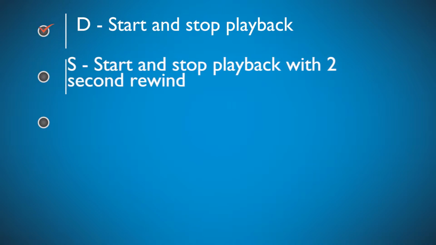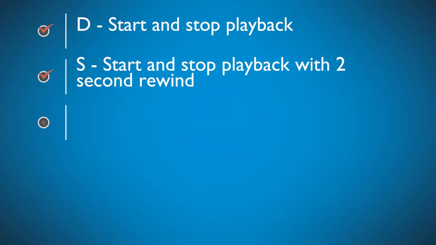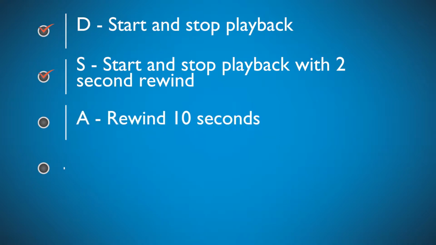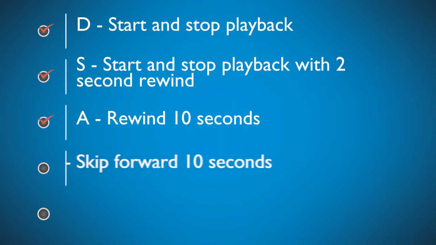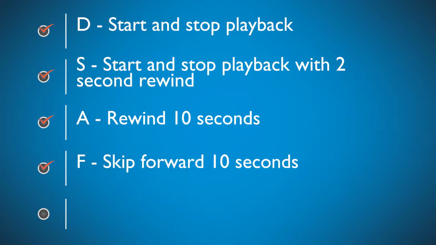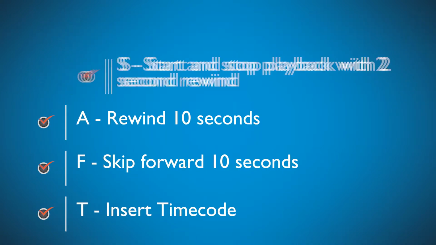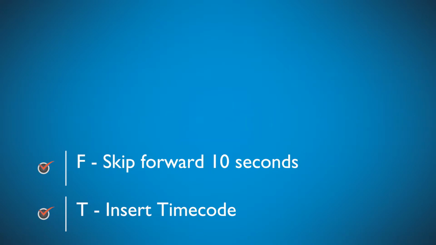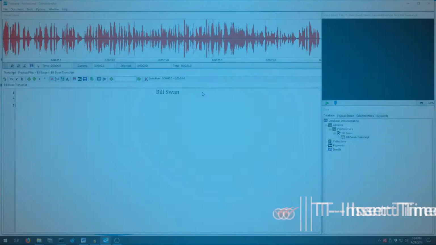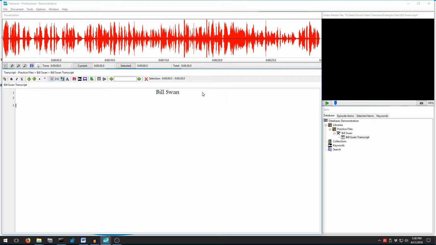Control S on Windows or Command S on Mac OS rewinds the media 2 seconds before starting, giving you a little bit of overlap with what you've already heard. This little overlap can help you confirm what you heard and keep moving forward. Control or Command A backs the media file up by 10 seconds and starts playback. Control or Command F moves the media file forward by 10 seconds and starts playback. These keys are useful for moving around in larger chunks during transcription.